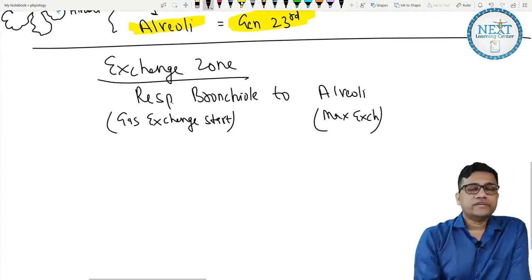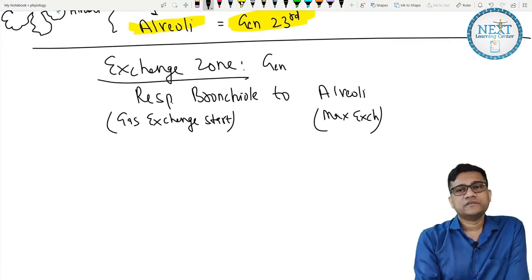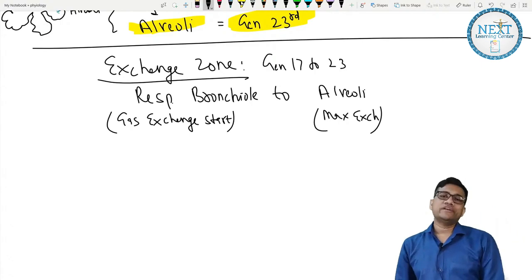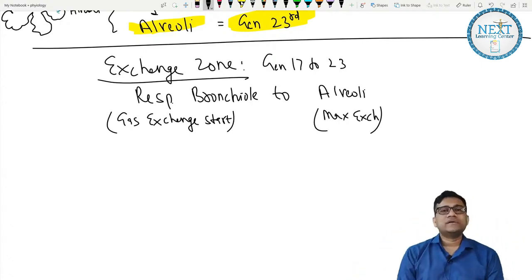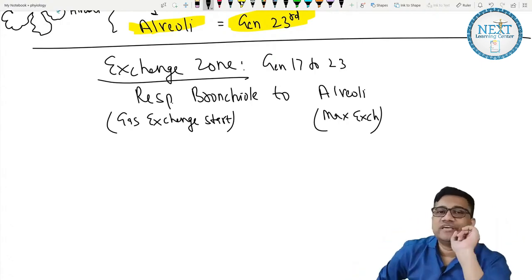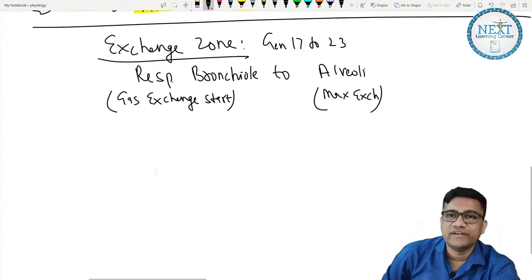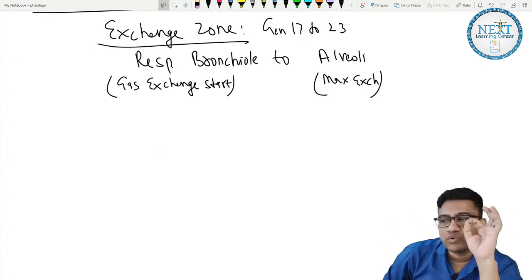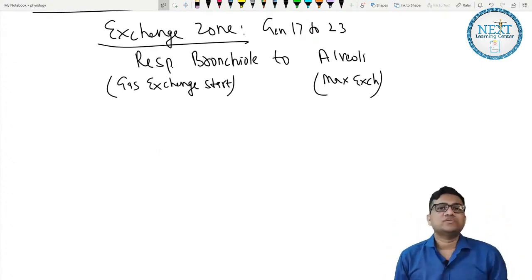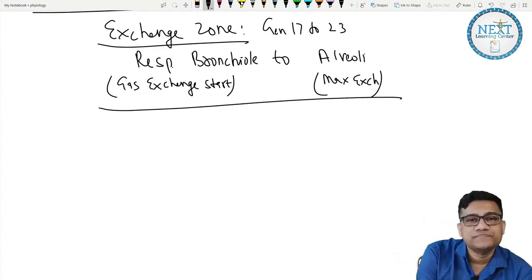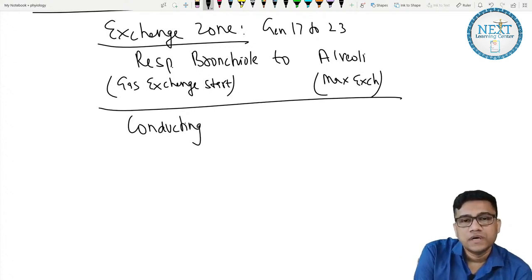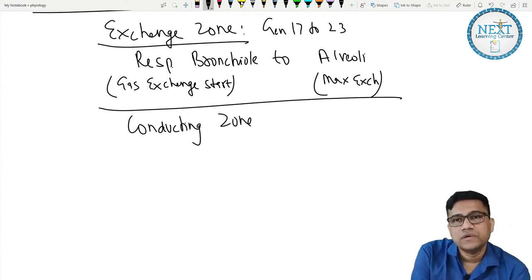So it is from which generation? Generation 17 to 23rd. MCQ. So generation 17 to 23rd is called as our exchange zone. So what is it called as? It is called as the exchange zone. 17 to 23rd. Okay, so what is the conducting zone? Conducting zone. It is no exchange, only transfer of the air.